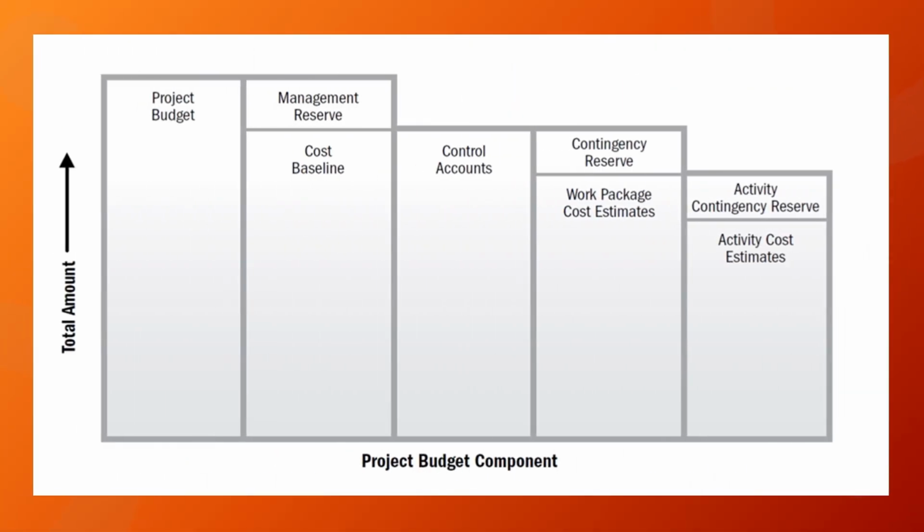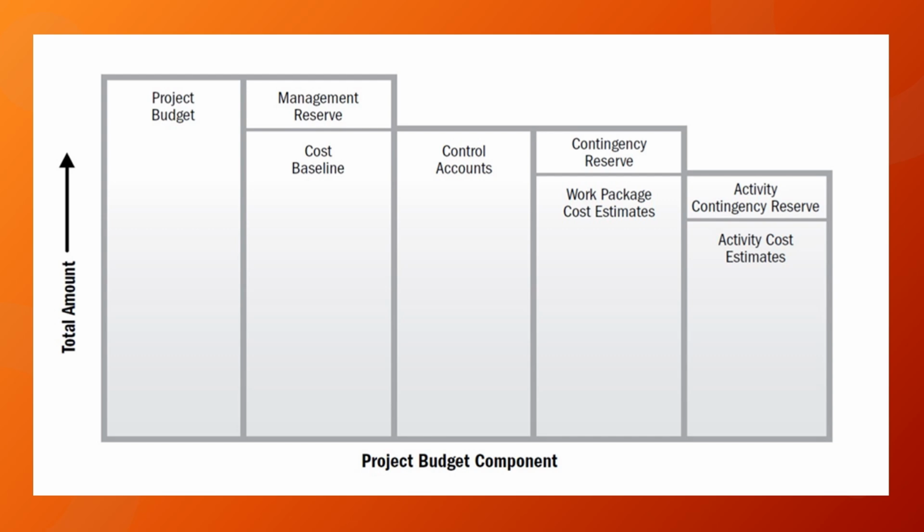In order to identify the main components and the process with which a project budget is planned, we will take help of the figure in front of you on the screen. The amount or estimate of the project is measured on the y-axis, whereas the components that are progressively added to the project budget are mentioned on the x-axis.